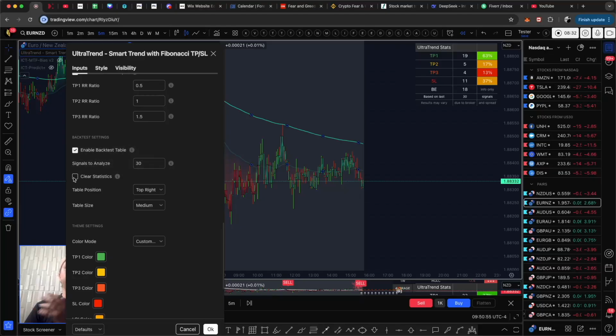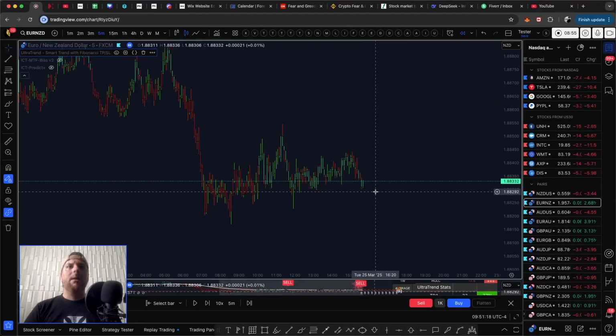Why? Because this gathers information from old candles, right? So sometimes it's going to give you old data that you don't want to have there. So in order to have this clean, you have to do this. Let's say I'm just starting my morning. I will do clear statistics here, and I click OK. What this will do, you see, it will disappear everything. It will clean the chart completely.